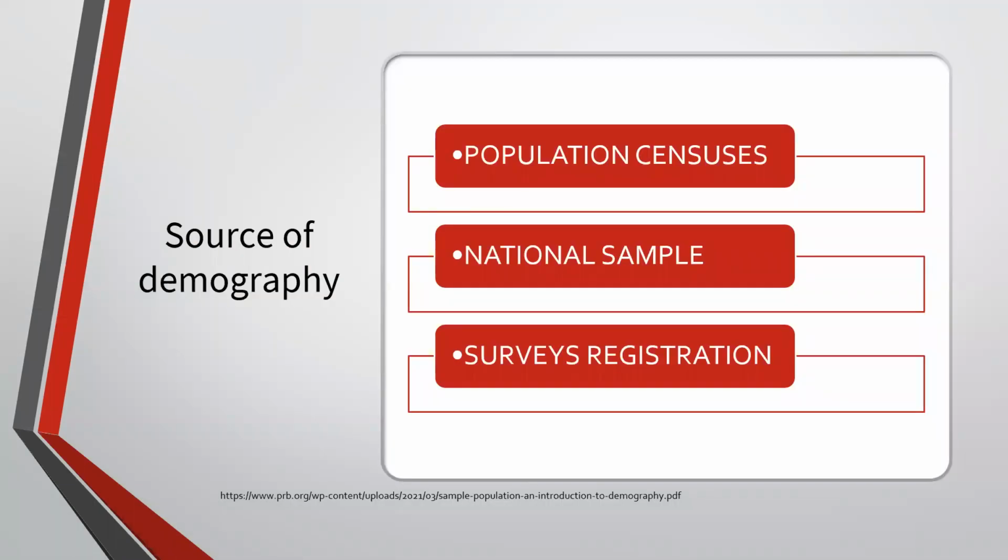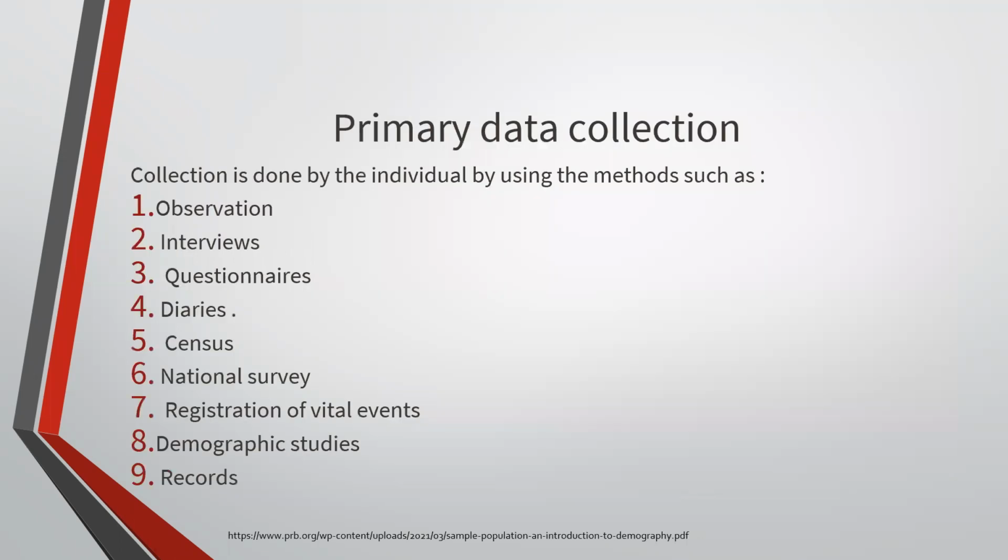So the sources of demographic data that can be used are population census, national samples, surveys, and registrations. So primary data is mainly collected by the individuals using one of the following methods, like observations, interviews, questionnaires, and diaries, and census, national surveys, registrations, demographic studies, and records.